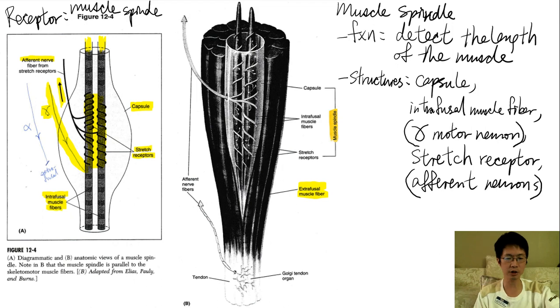And then, well, what about extrafusal muscle fiber? Extrafusal muscle fiber, they have the alpha motor neuron. You see that I label here? This is extrafusal muscle fiber. This is the alpha motor neuron. So why do we call some motor neuron alpha, some motor neuron gamma? It has something to do with the size.